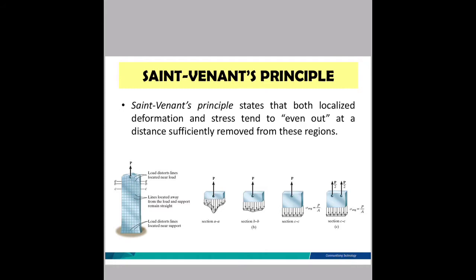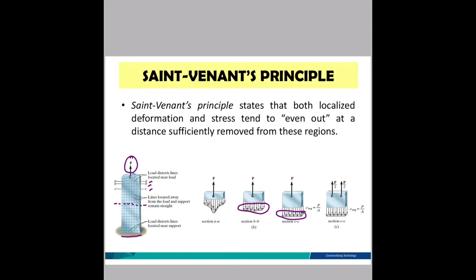Saint-Venant's principle states that both localized deformation and stress tend to even out at a sufficient distance removed from this region. For example, this is your structure. Then you cut at AA, at BB, and at CC. Here is your applied load. When you cut the segment at AA, you can see the distribution of stress. But as it moves to the center, as it is close to the center, you can see that the stress distribution tends to even out, meaning it tends to be distributed well.